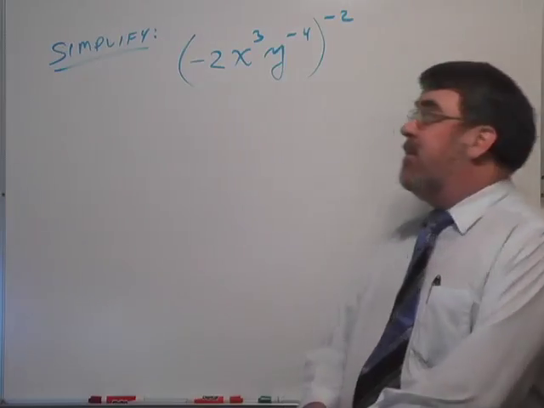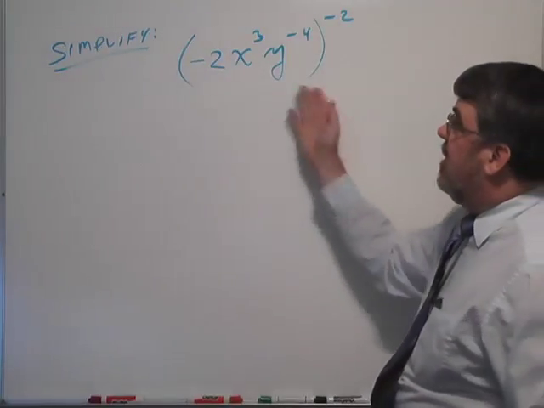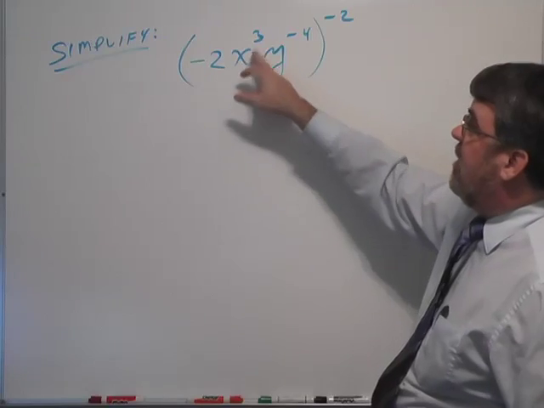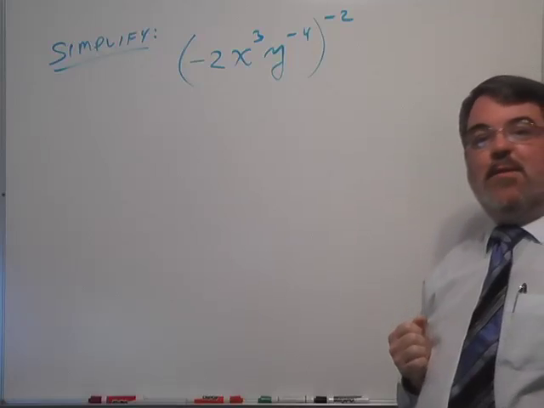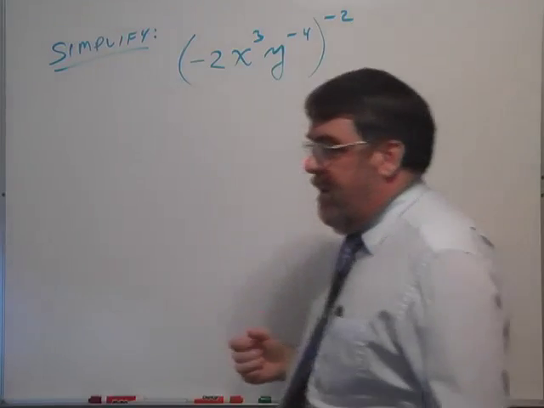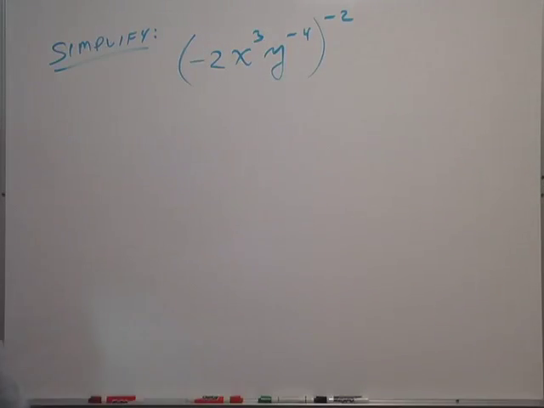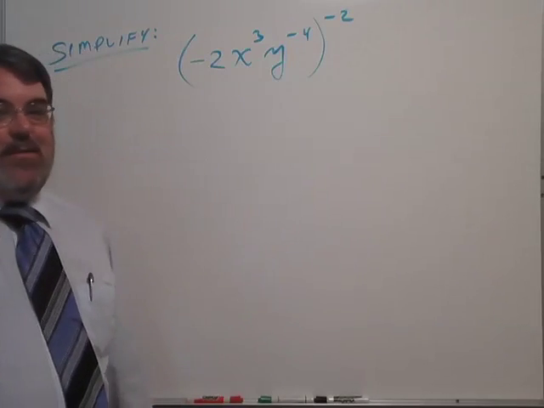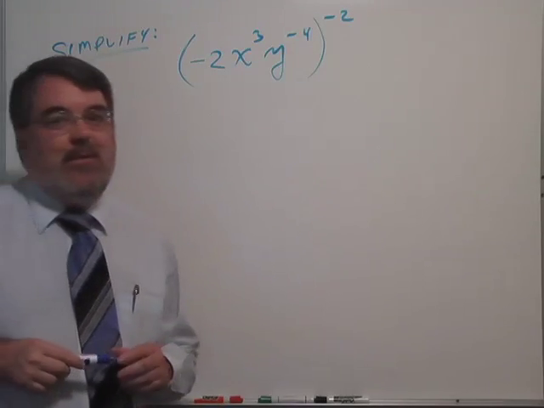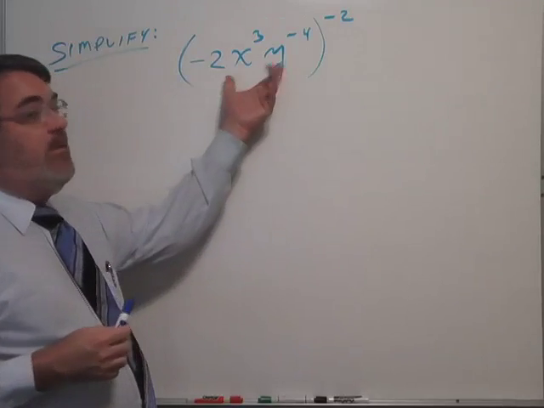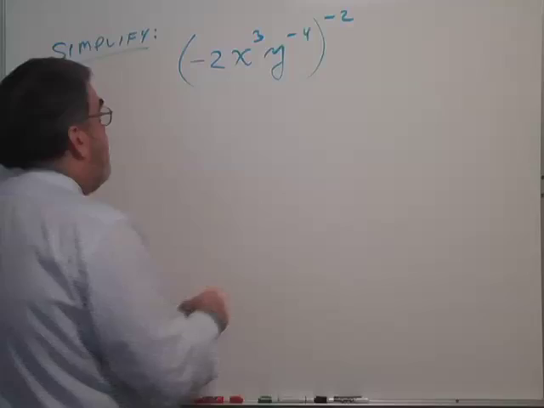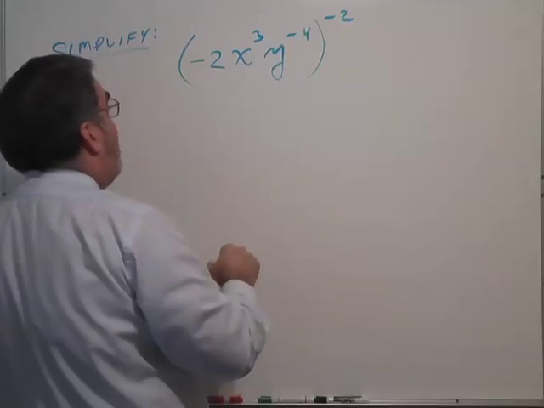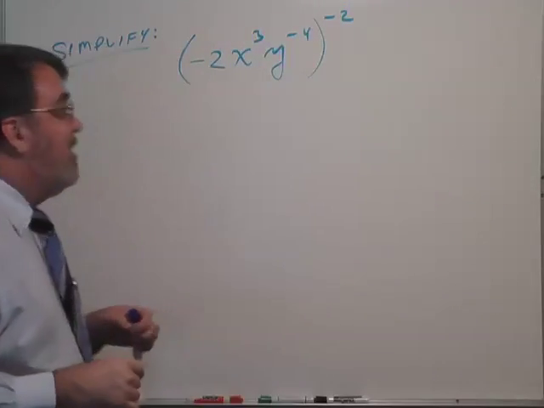Here's our first problem. Simplify (negative 2 x to the third y to the minus 4) everything raised to the minus 2 power. All right. Again, like I mentioned before, you've got some flexibility in how you want to handle these. We could remove the parentheses, multiplying the exponents. We could simplify this and then remove parentheses.